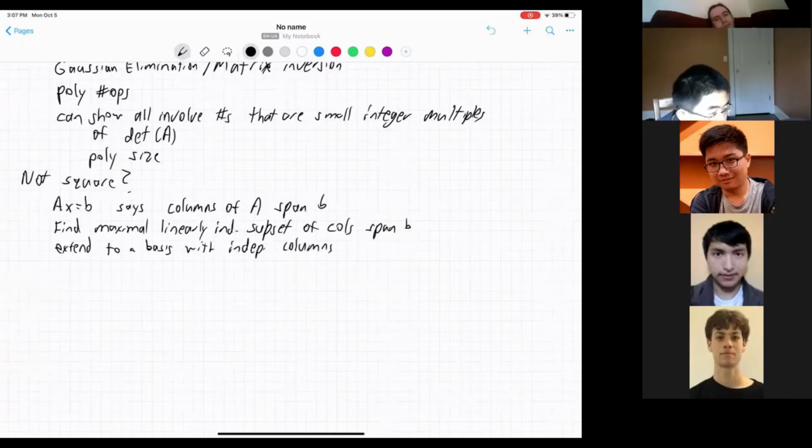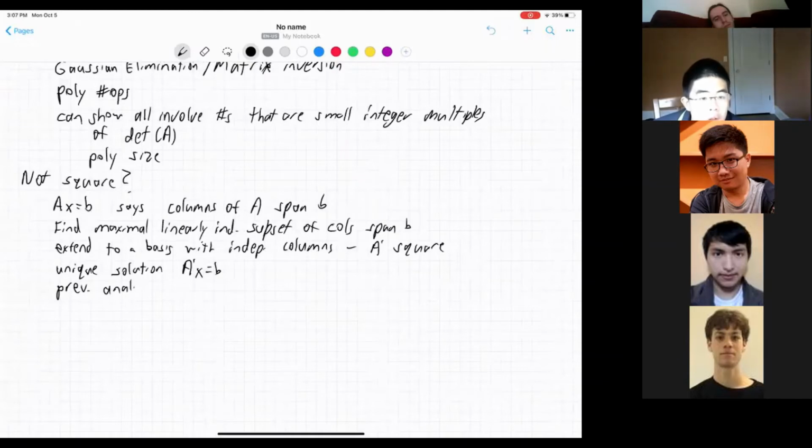And since you created a basis, our statement above says that there is a unique solution, let's call this matrix A prime, to the problem that A prime X is equal to B, but now A prime is a square matrix. So the previous analysis applies, and that gives us a unique X. And so this is a way to make the columns of A prime sum up to B.